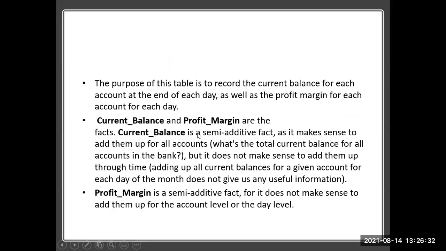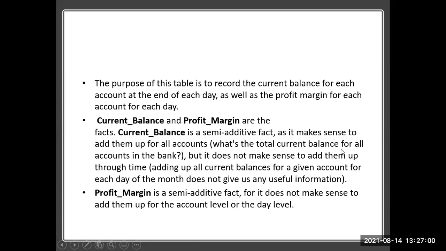From this fact table, current balance and profit margin are facts. How is current balance a semi-additive fact? It makes sense to add it up across all the accounts. Not only one customer, but for all the accounts in the bank: what is the total current balance for all accounts in the bank? Customer 1, what is the total balance? Customer 2, customer 3?